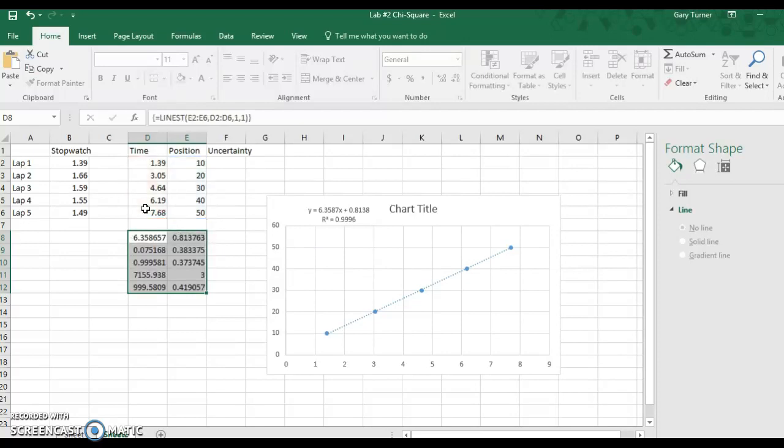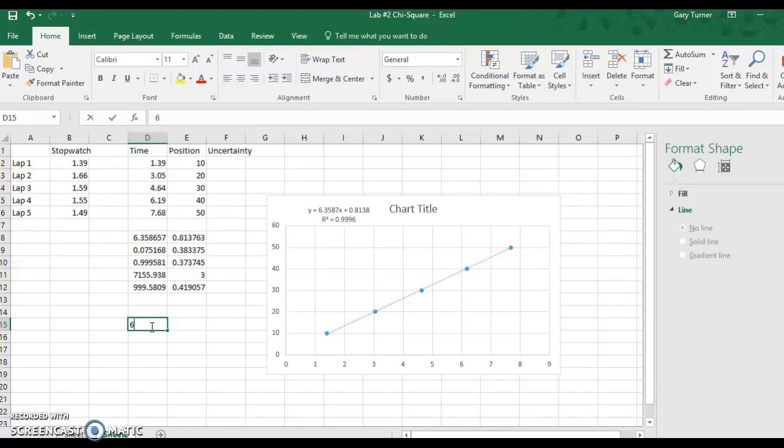Remember to Control-Shift-Enter, and here we go. So there's my slope and my uncertainty on my slope. If I were going to round this to maybe 2 decimal places, then I would say that my value is 6.36 and that my uncertainty is 0.08.